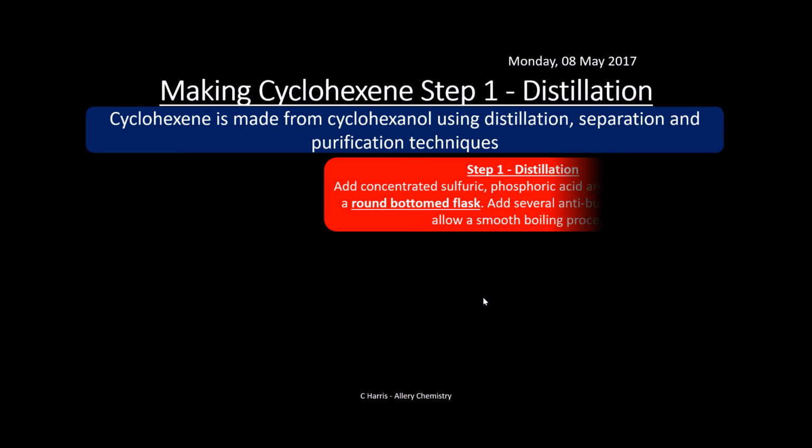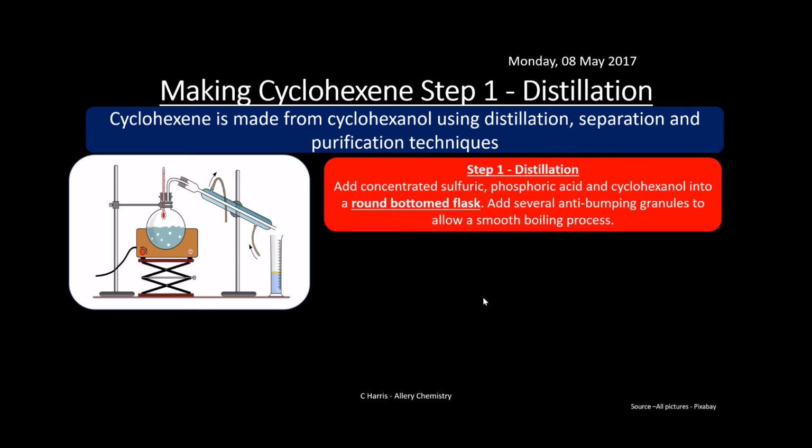There's a lot of things here. Right, so listen very carefully. Right, so first one, distillation. Okay, so what we do, like we've seen in the previous one, is we add our concentrated sulfuric or phosphoric acid, any of them, and cyclohexanol into a round bottom flask.